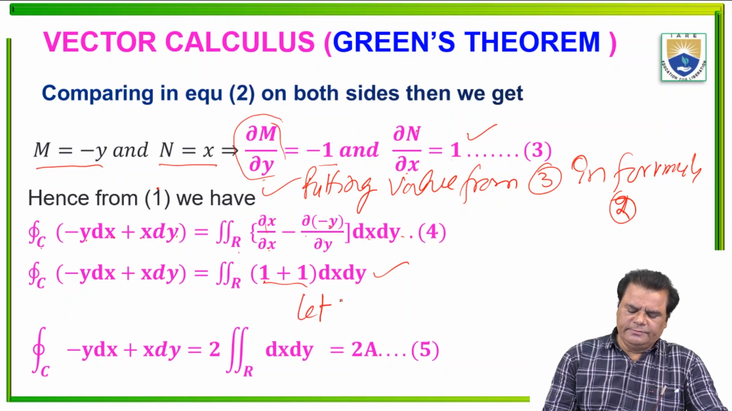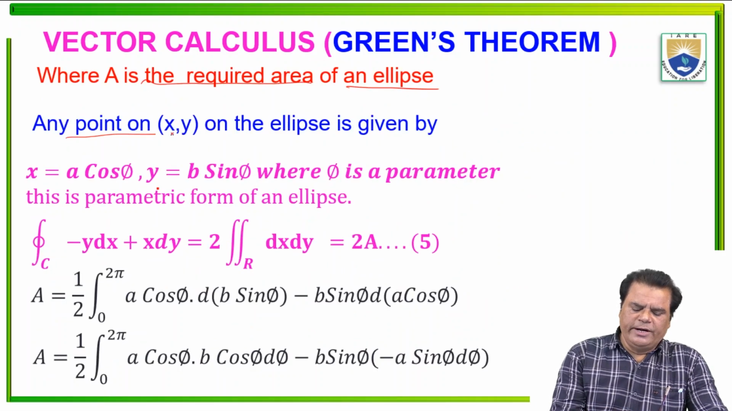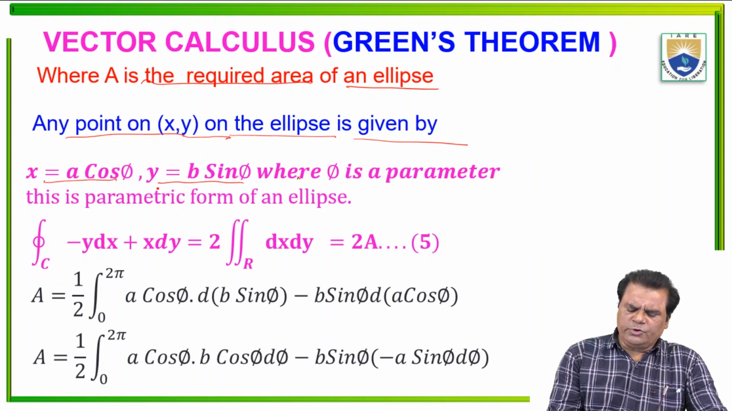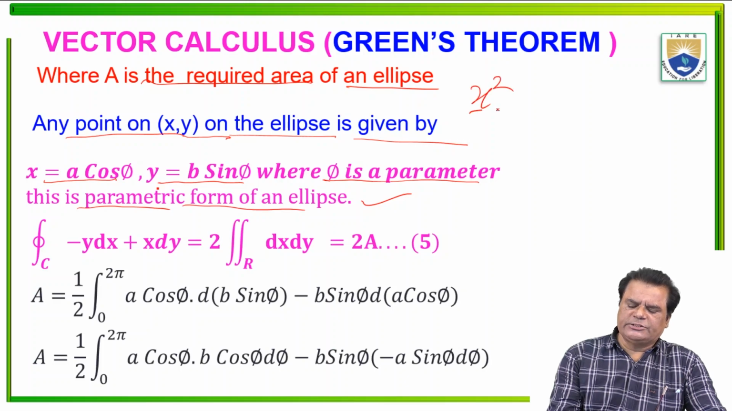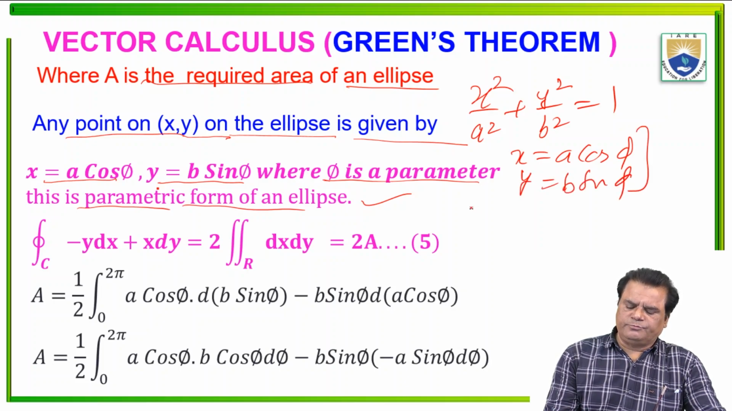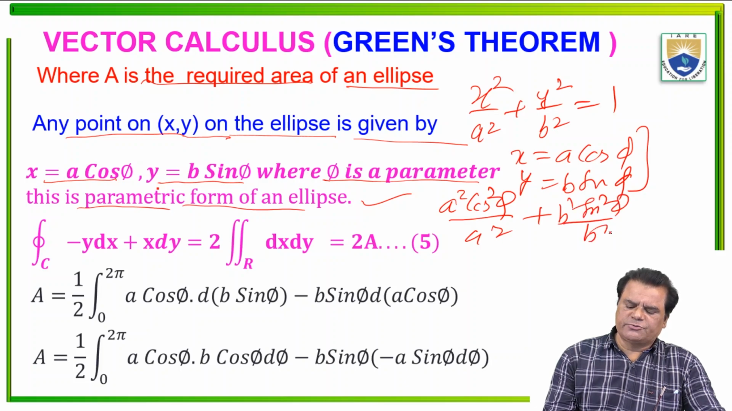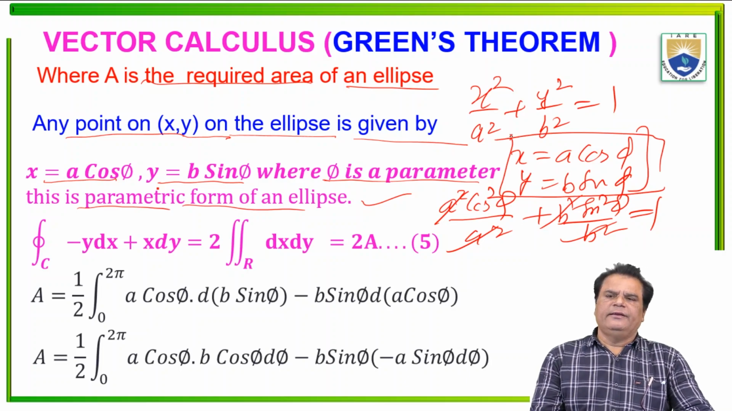Let A equal the double integral over R of dx dy. So this is 2A. Now A is the required area of the ellipse. Any point x, y on the ellipse is given by x equals a cos phi and y equals b sin phi, where phi is the parameter. This is the parametric form of an ellipse, because the equation of the ellipse is x squared over a squared plus y squared over b squared equals 1. These satisfy the equation: a squared cos squared phi over a squared plus b squared sin squared phi over b squared cancels to 1. So these are the parametric form of an ellipse.